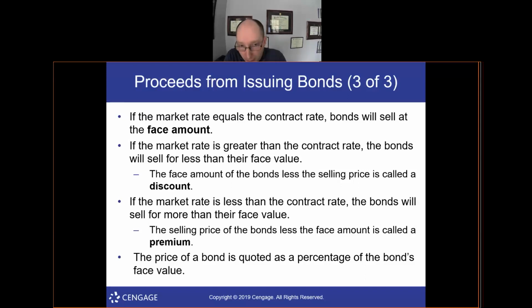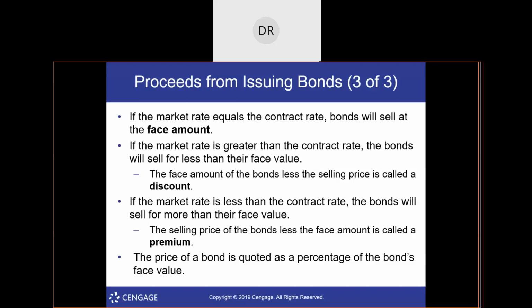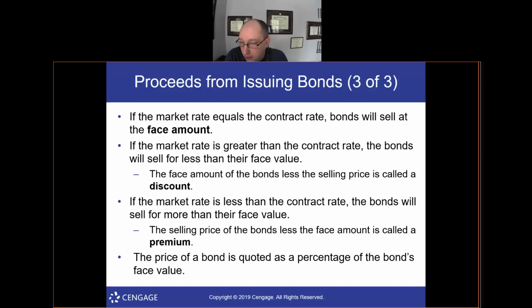So, with a bond, the bond will have a face amount, a face value. That's the amount that's agreed upon between the bondholder and the corporation. The market rate changes every single day. So when the market rate equals the contract rate, the bond will sell to the bondholder at the face amount.